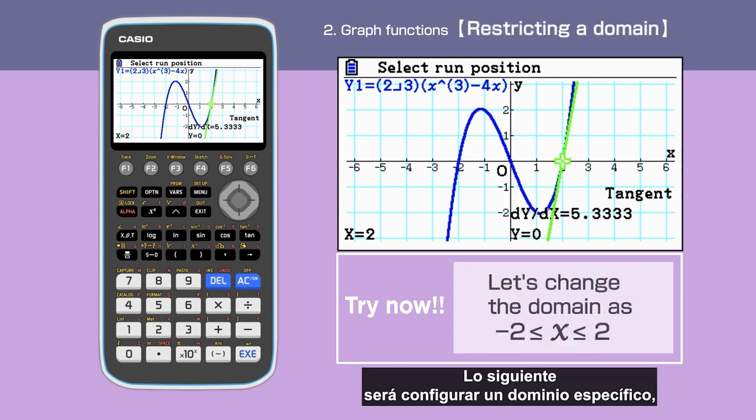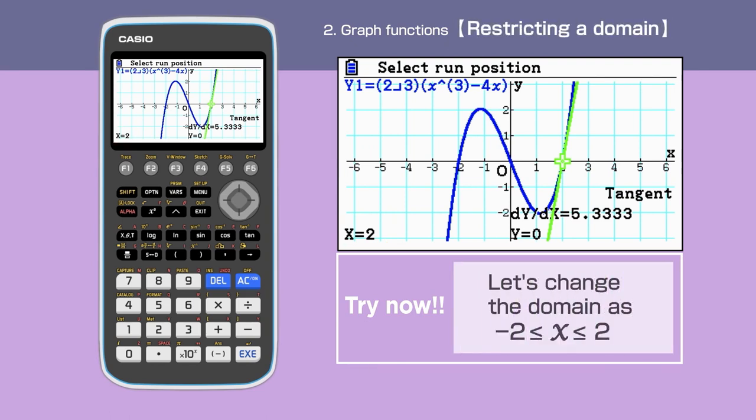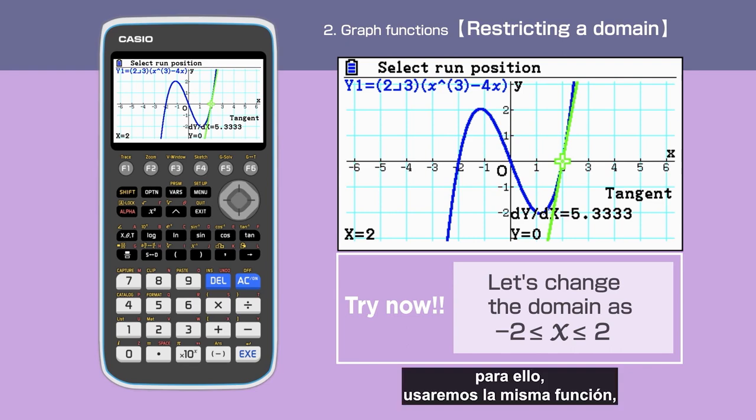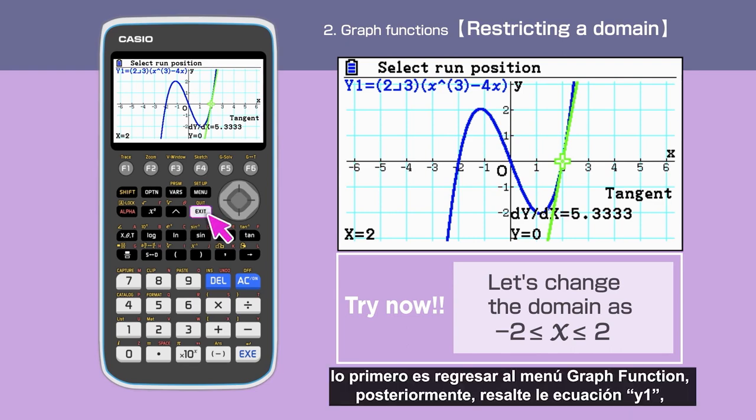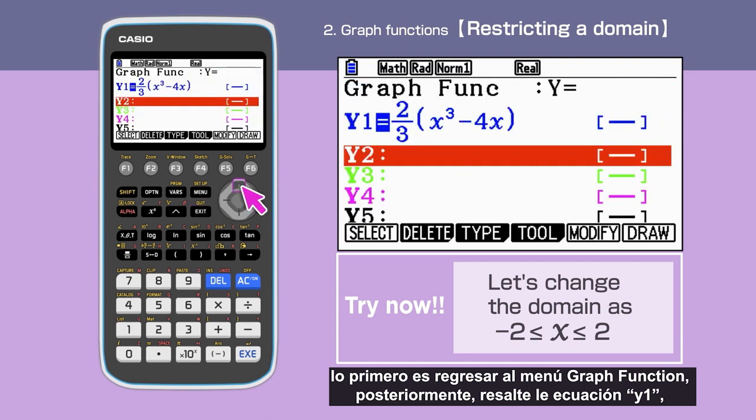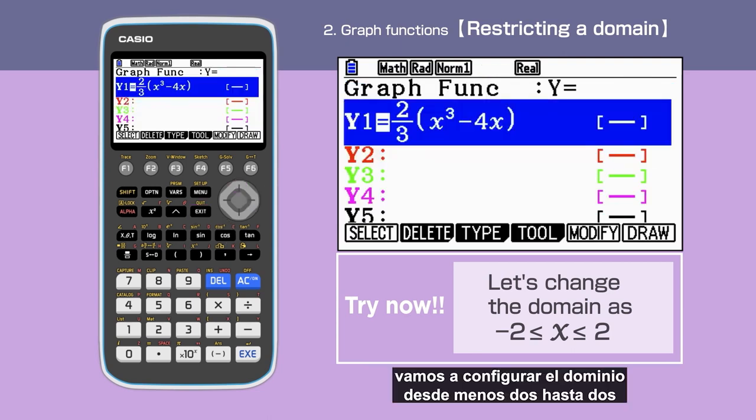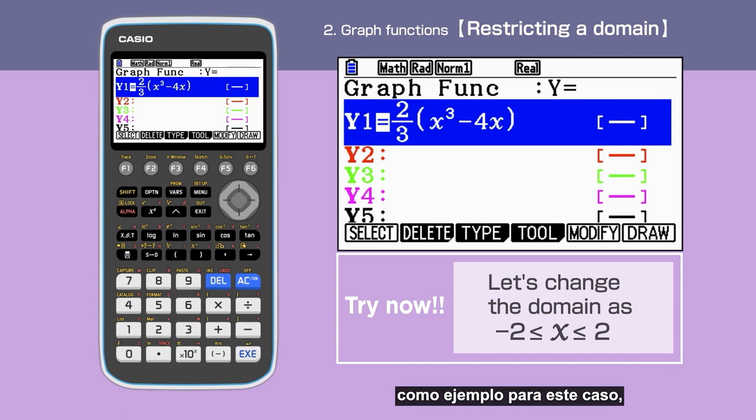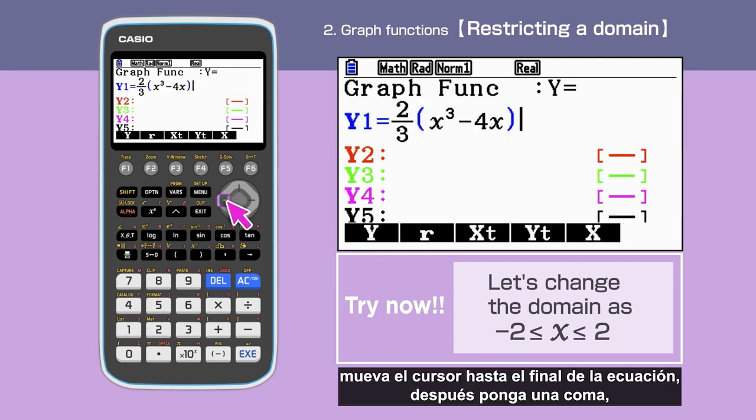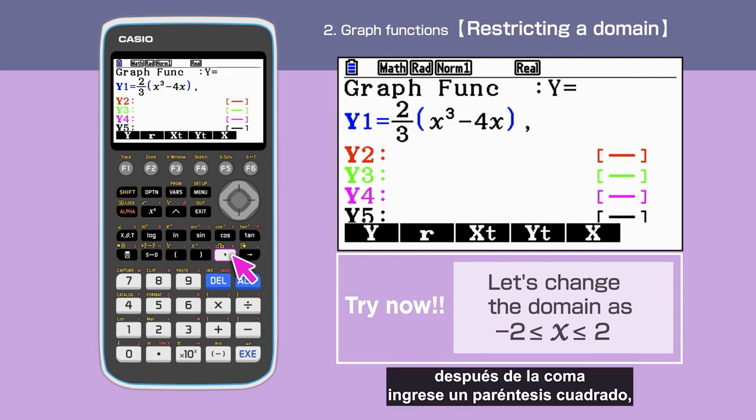Next, we are setting a domain. We will use the same function for this. Go back to the graph function screen and highlight y1. We are setting the domain as x is between -2 and 2 as an example for this. Move the cursor at the end of the equation, then put a comma. After the comma, press a square bracket.